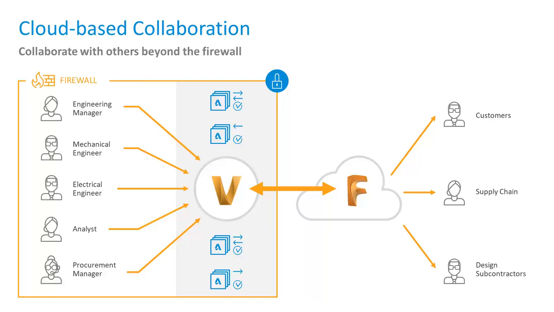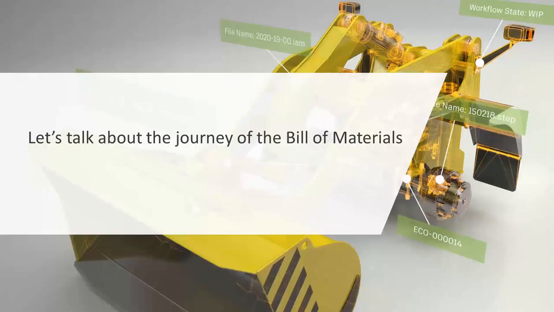Instead, you can simply use a secure, cloud-based app called Fusion Team with Vault to share design files. External collaborators, like customers and suppliers, that you authorize can access, share data and collaborate with you. Vault will take care of keeping them up to date and working with you on the latest versions of your project files. It's that simple.